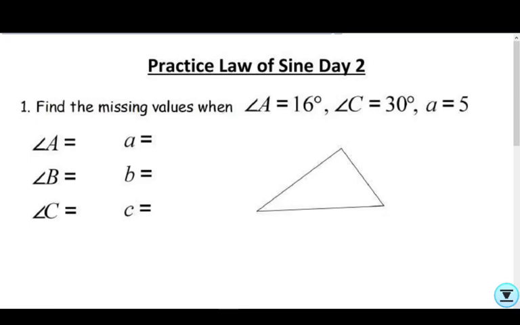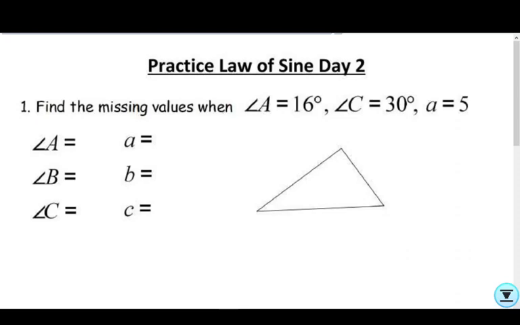Okay, so today is our day 2 with the law of sines. Today we talked about the ambiguous case. We know that it's possible to have more than one solution, or zero, or just one. So I'm looking at this and it says I've got angle A, angle C, and angle A. So is this the ambiguous case?